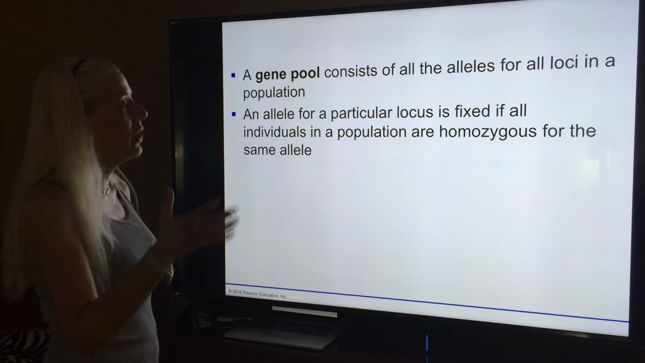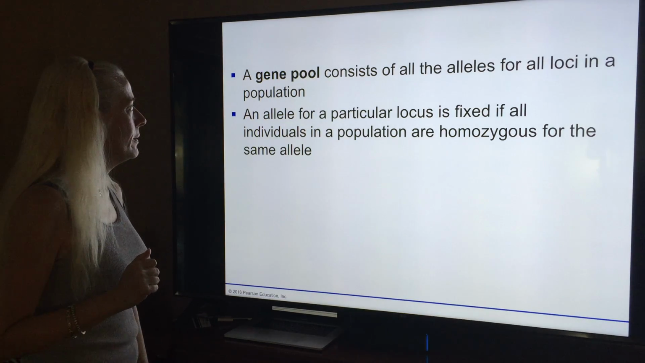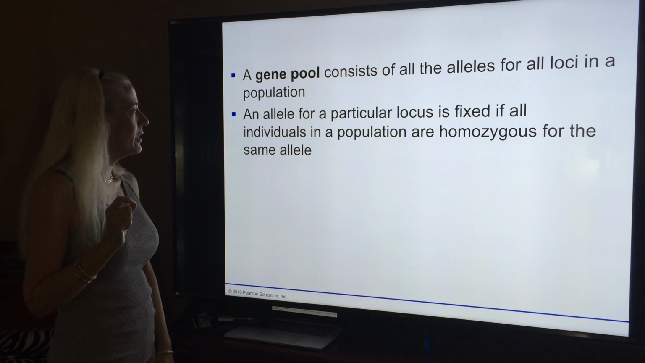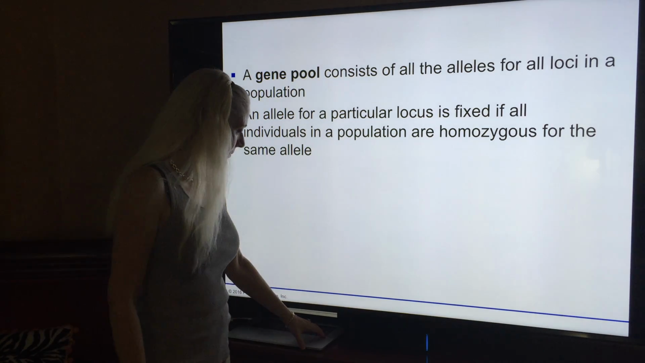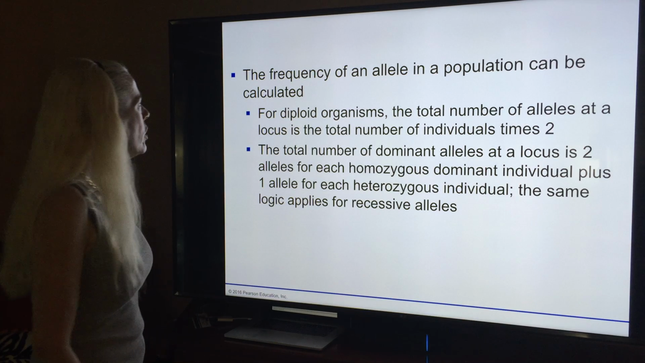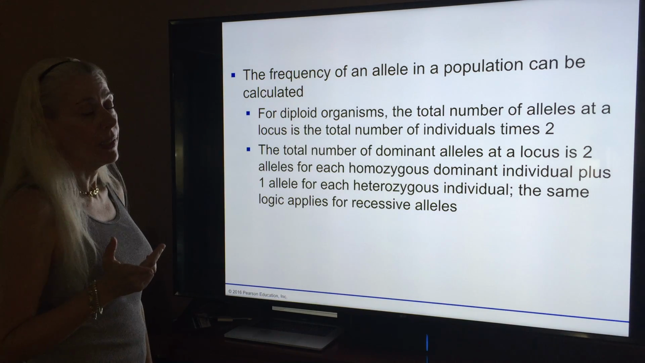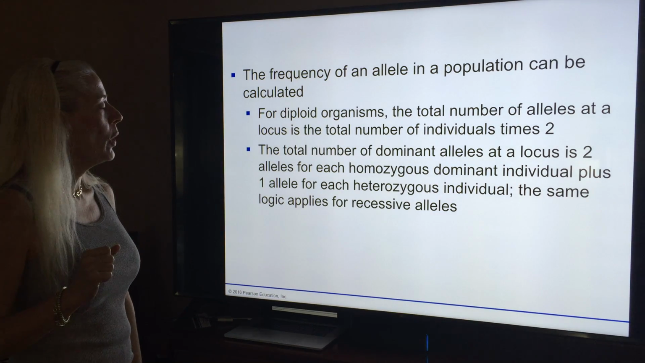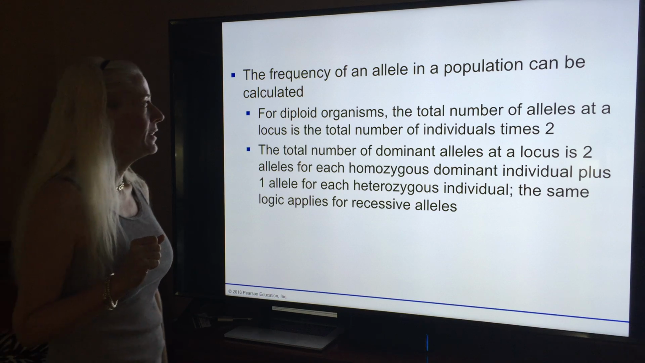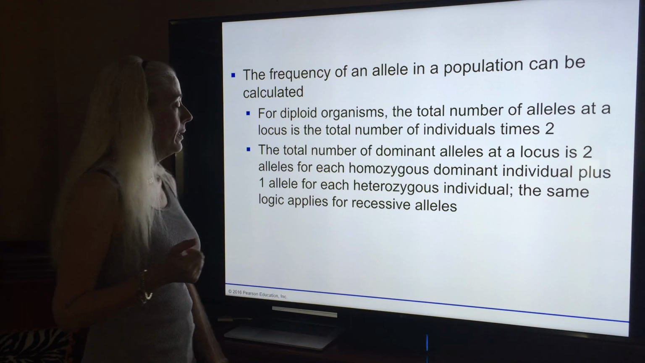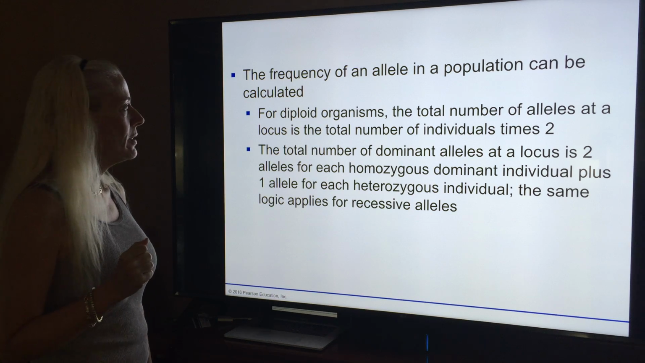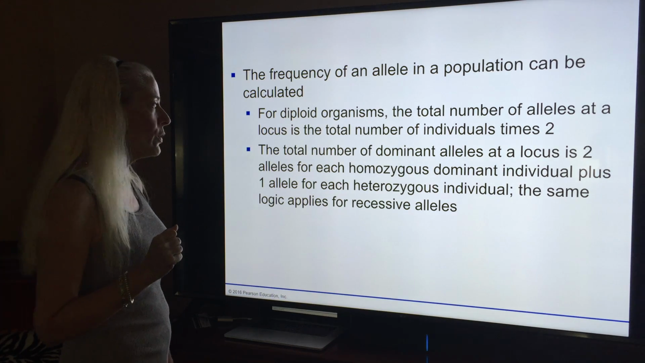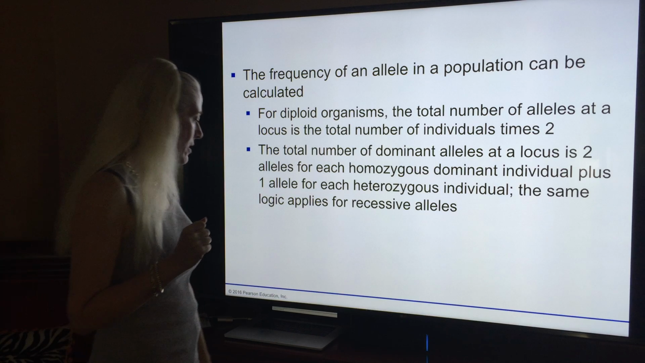So a gene pool is all the alleles for all loci in a population. An allele for a particular locus is fixed if all individuals in a population are homozygous for the same allele. So the frequency of an allele, and we kind of did that, in a population can be calculated. For diploid organisms, the total number of alleles at a locus is the total number of individuals times 2. The total number of dominant alleles at a locus is 2 alleles for each homozygous dominant individual plus 1 allele for each heterozygous. The same applies for recessive alleles.